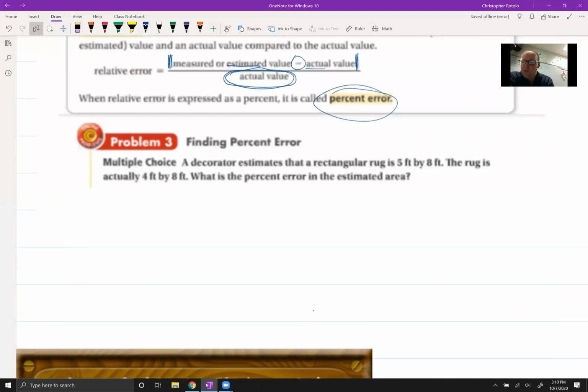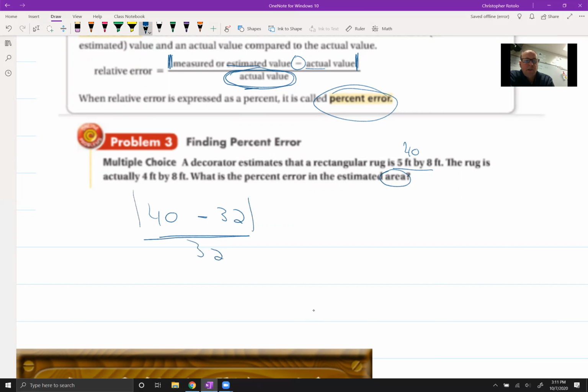So multiple choice, but there's no choices. That's kind of strange. A decorator estimates the rectangular rug is 5 by 8, and it's actually 4 by 8. What's the percent error estimate in the area? All right, so let's straighten out some of these numbers. So 5 by 8 was an estimate. That was 40, right? 5 times 8 is 40. But it's actually 32. And I want to make sure I'm dividing by that actual value, which was 32.